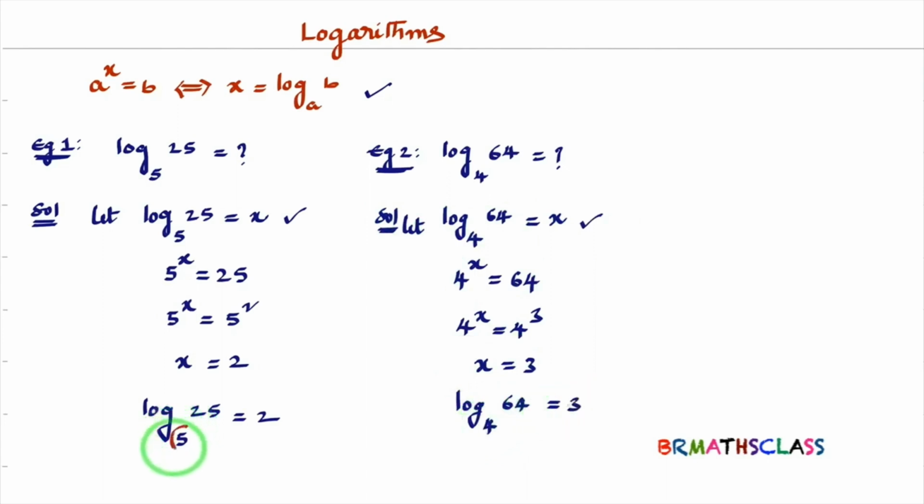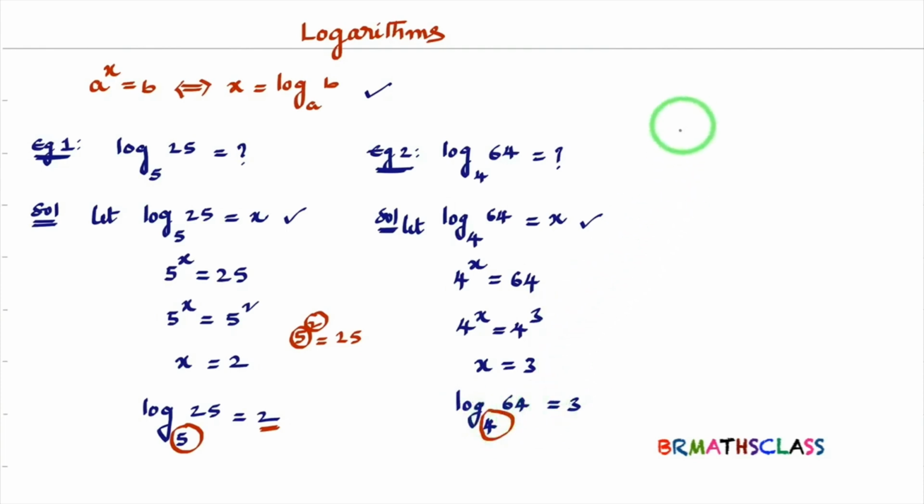You observe this base, this is 5. What answer did you get here? You got 2. What expression is there? 25. Please observe: 5 power what number gives you 25, that is the answer. Please catch this point. Similarly, there is no need to go through all this procedure. For logarithm of 64 base 4, 4 power what number gives you 64, that number is the answer. We know that 4 cube is 64. If you are able to identify 4 power what number is 64, you can directly write the answer.